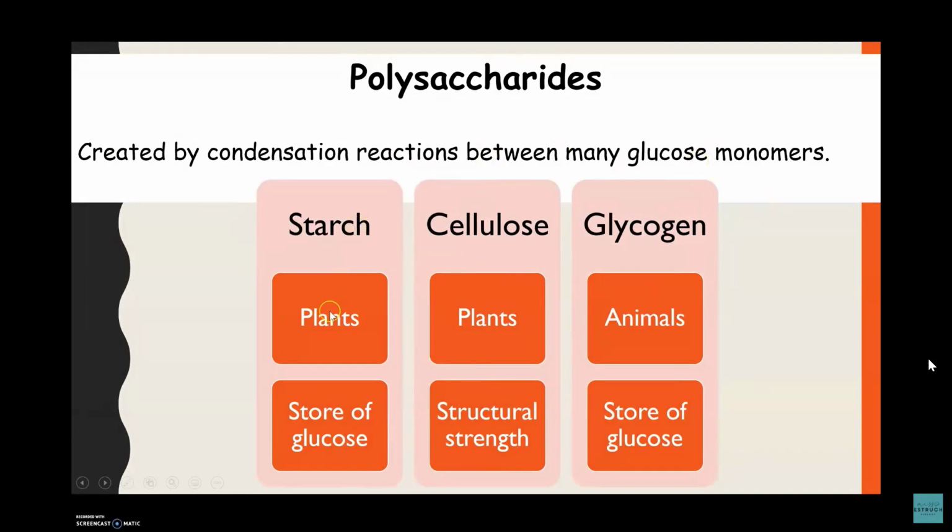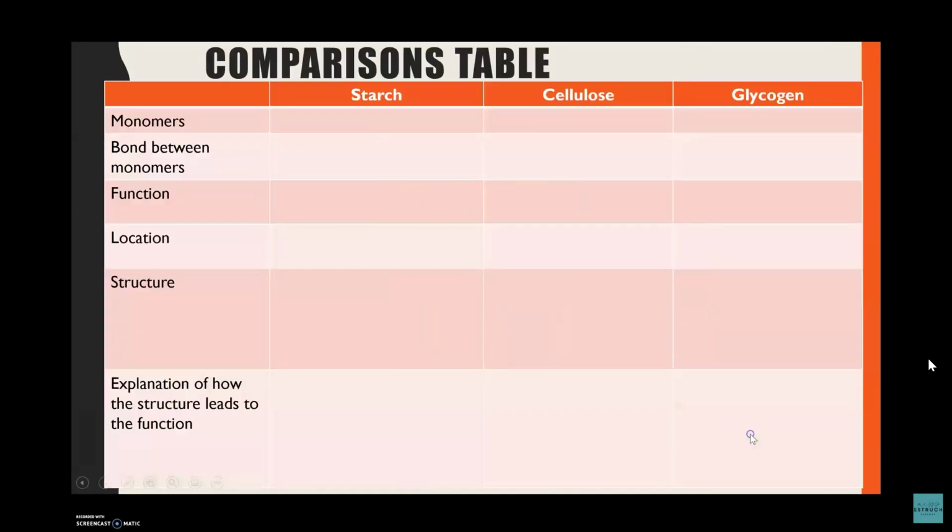We have starch, which is found in plants and it's a store of glucose. Cellulose, found in plants and its function is for structural strength. Glycogen is found in animals and it's a store of glucose. Now that's surface level information, which you may have remembered from GCSE. We will be going through today much more detail about the structure and how that actually links to these three functions.